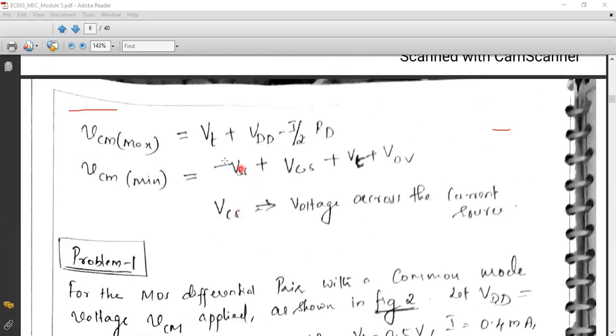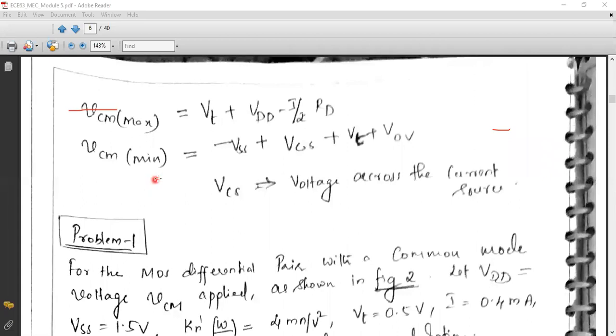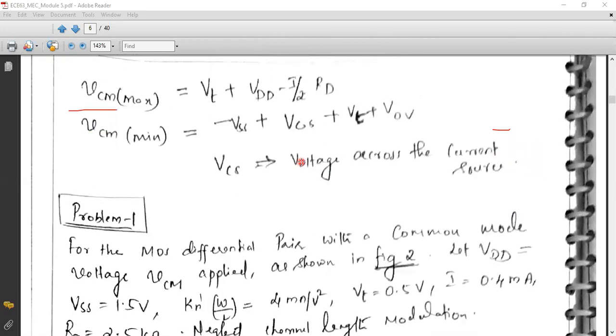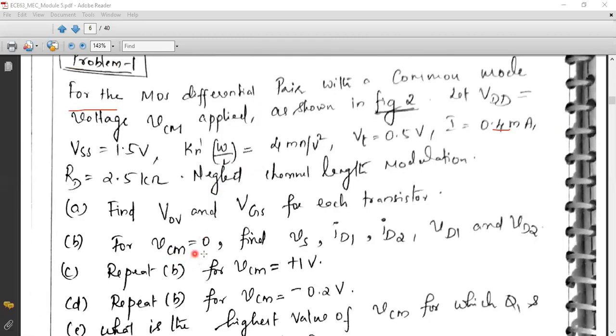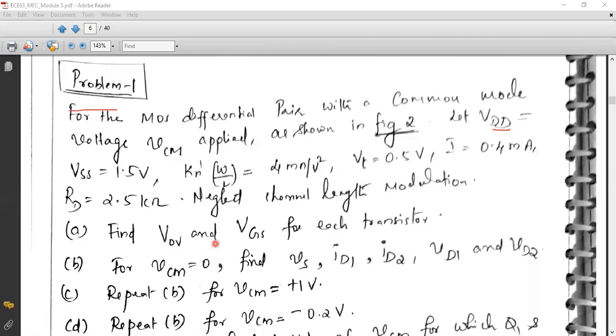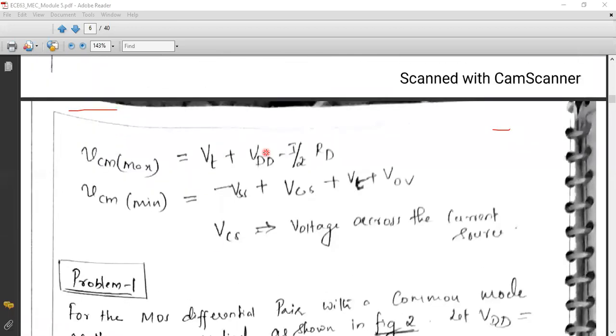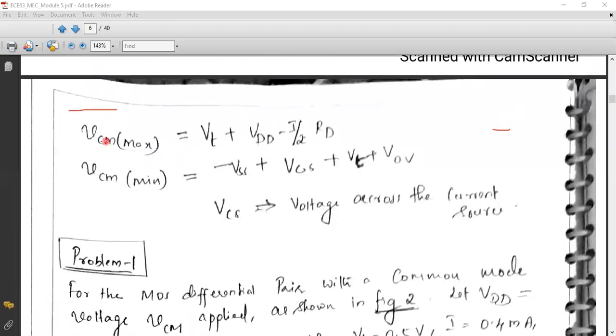So substitute all these parameters and find the maximum and minimum voltages of this particular common mode range, and see whether the given input lies in this range. What is the given input? Given input is VCM equal to 0. Yes, please write this equation and put your answers in the chat box for VCM max as well as VCM min.